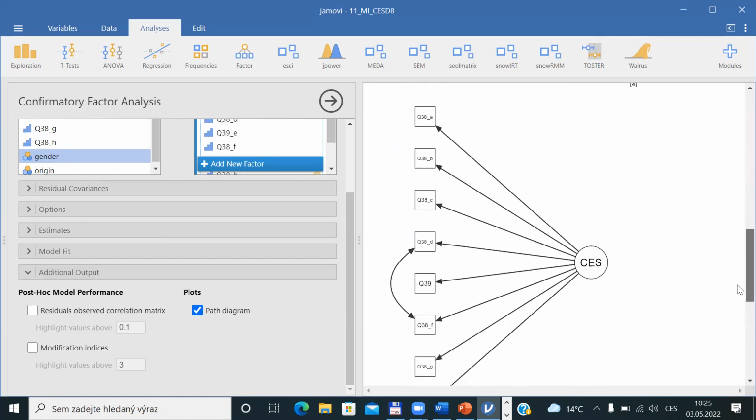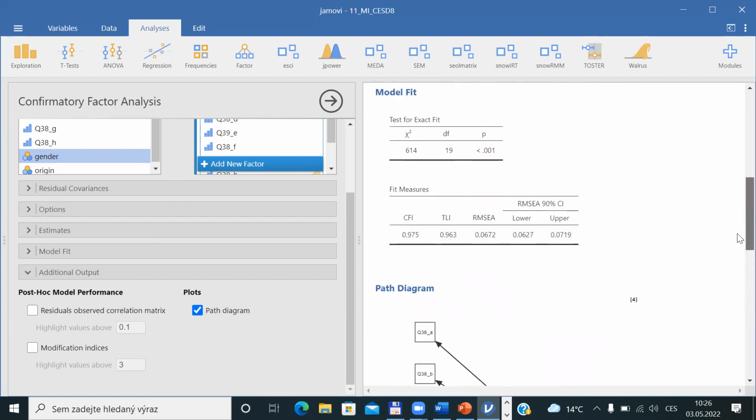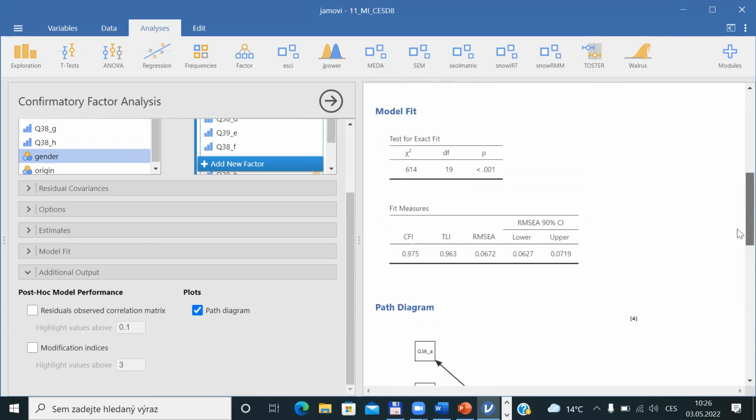And here we have the picture. So that's CESD 8 and items D and F are correlated by their random errors. Once again, this picture is slightly misleading as it is connecting items directly, but what is related are residual errors, which are not present here in the picture. So that's the model. We will try to evaluate the model as a whole.